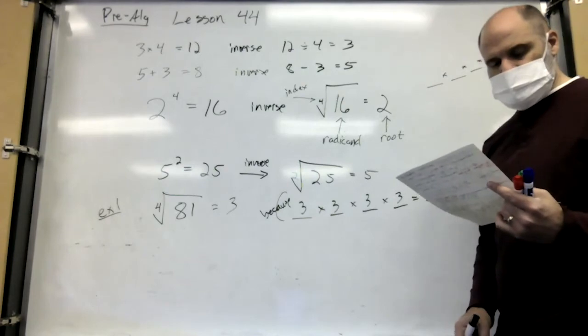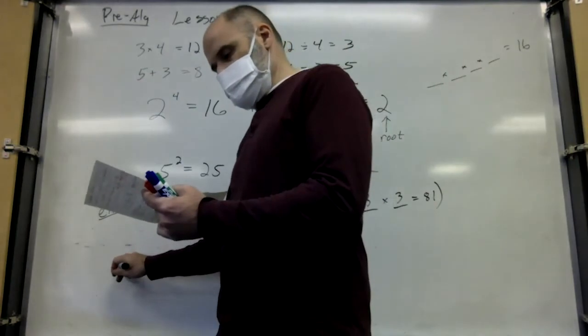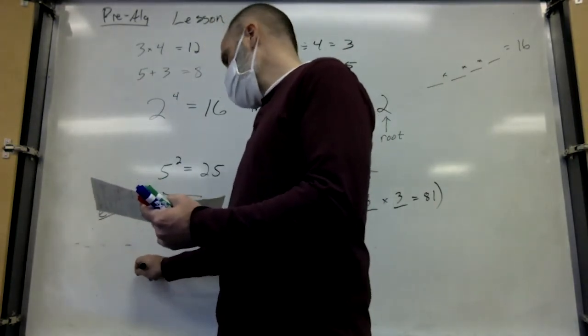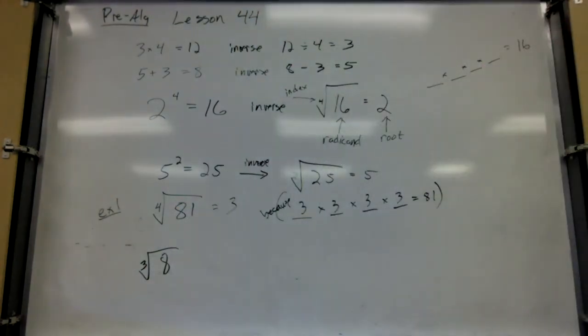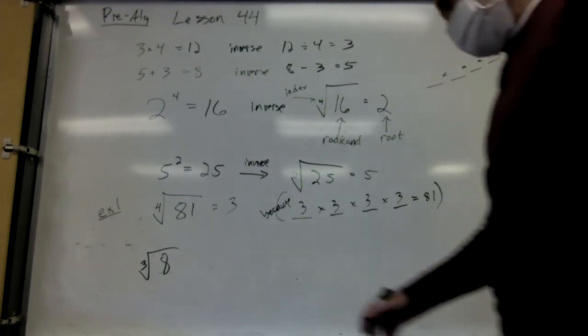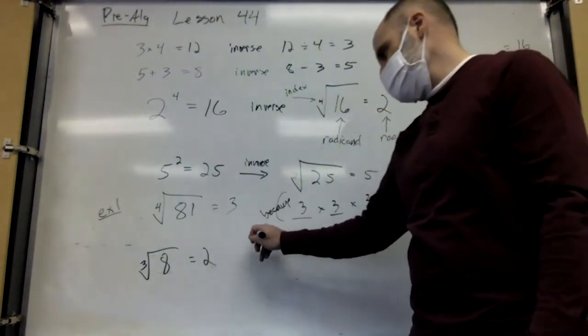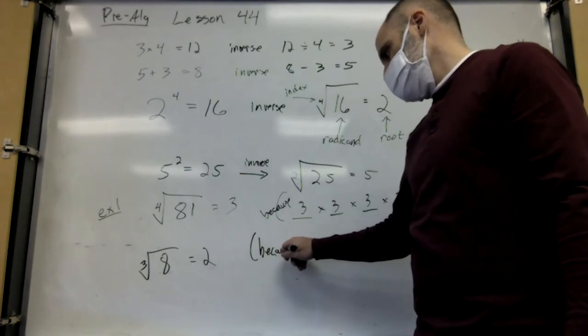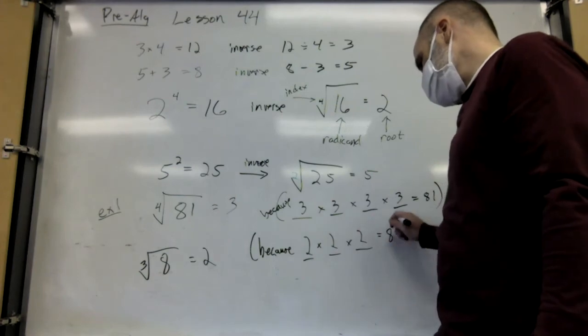All right, you ready for an easy one? Try this one. What is the 3rd root of 8? 2. Yes, because 2 times 2 is 4, times another 2 is 8. Okay, so the answer is 2, but just for my own sake, in parentheses, I'm going to say because 2 times itself 3 times equals 8.